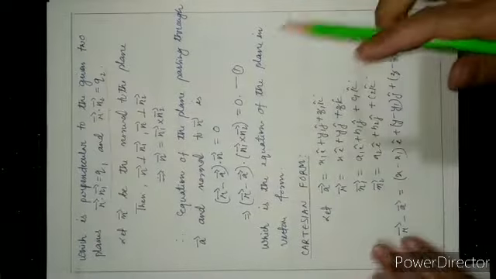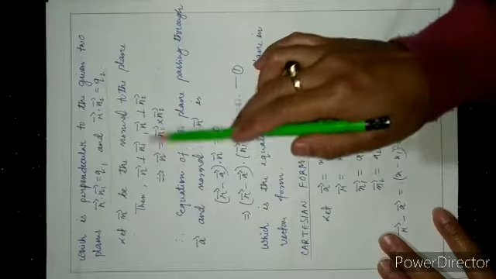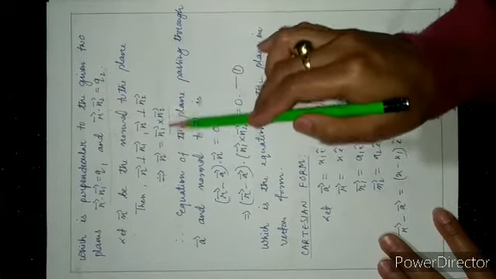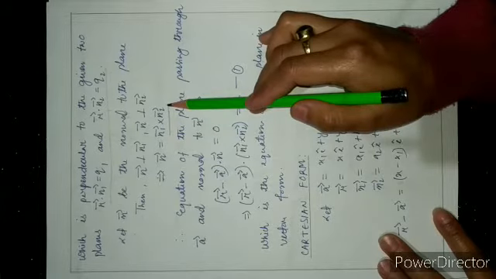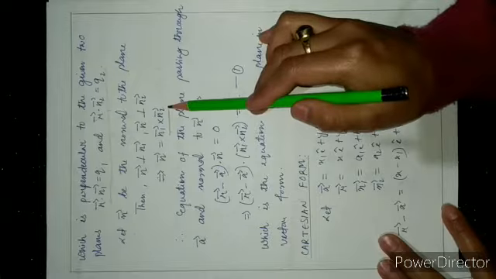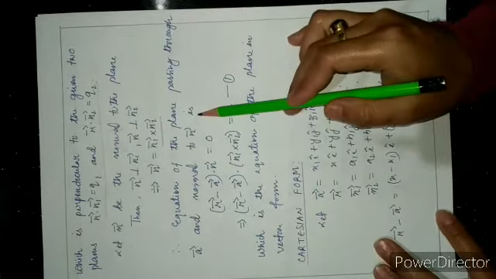So this n vector is given by n1 vector cross n2 vector, the cross product of the two given normal vectors. Then write the equation of the plane passing through point A and normal to n vector.